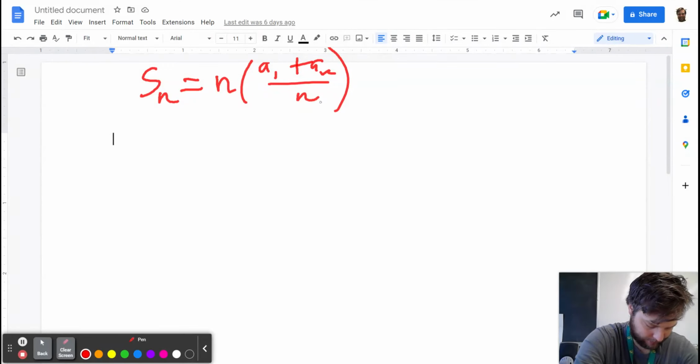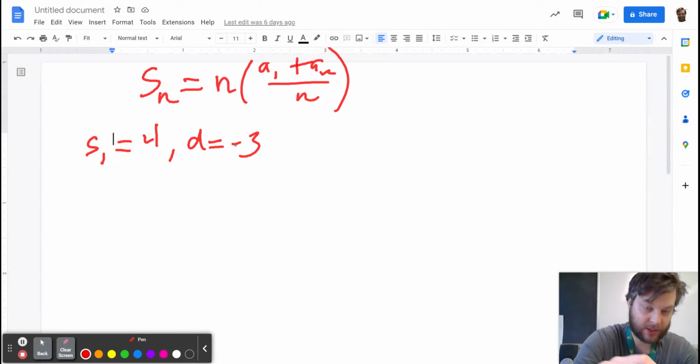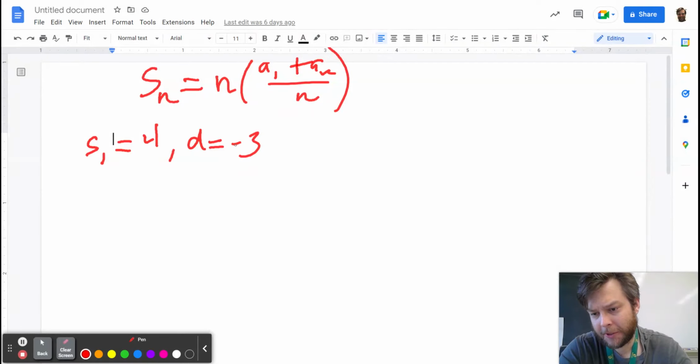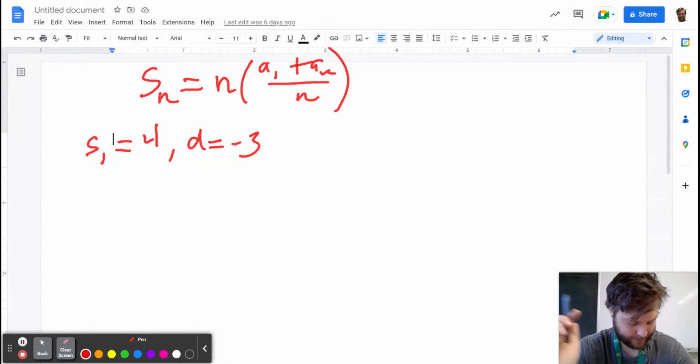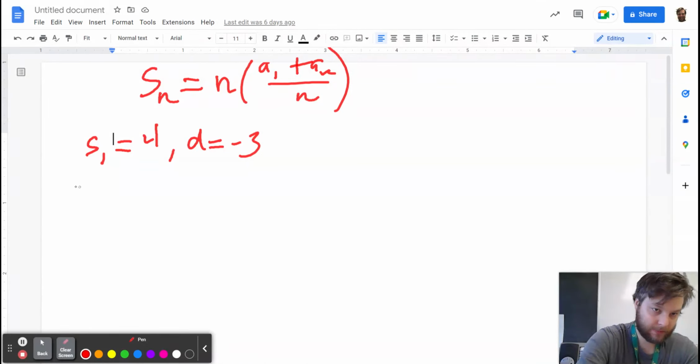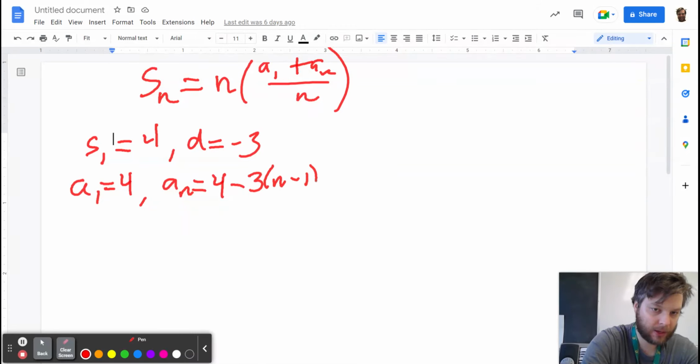So the first problem tells us that the sum of the first term is 4 and the difference is -3. That's kind of cute. The sum of the first term is just the first term. You just added it, I guess, by itself. So now what we're going to do is write down we know that the first term is 4. We know that the nth term is 4 minus 3 times n minus 1, because you're starting at 4, you're taking away 3 over and over again.